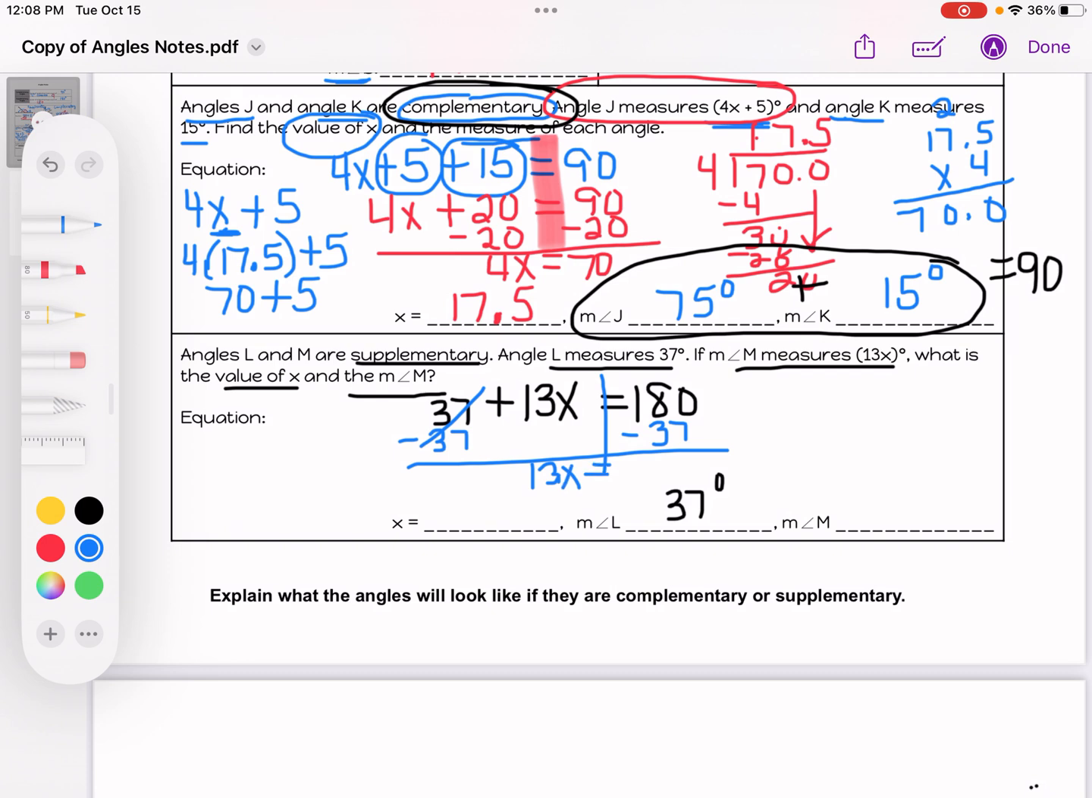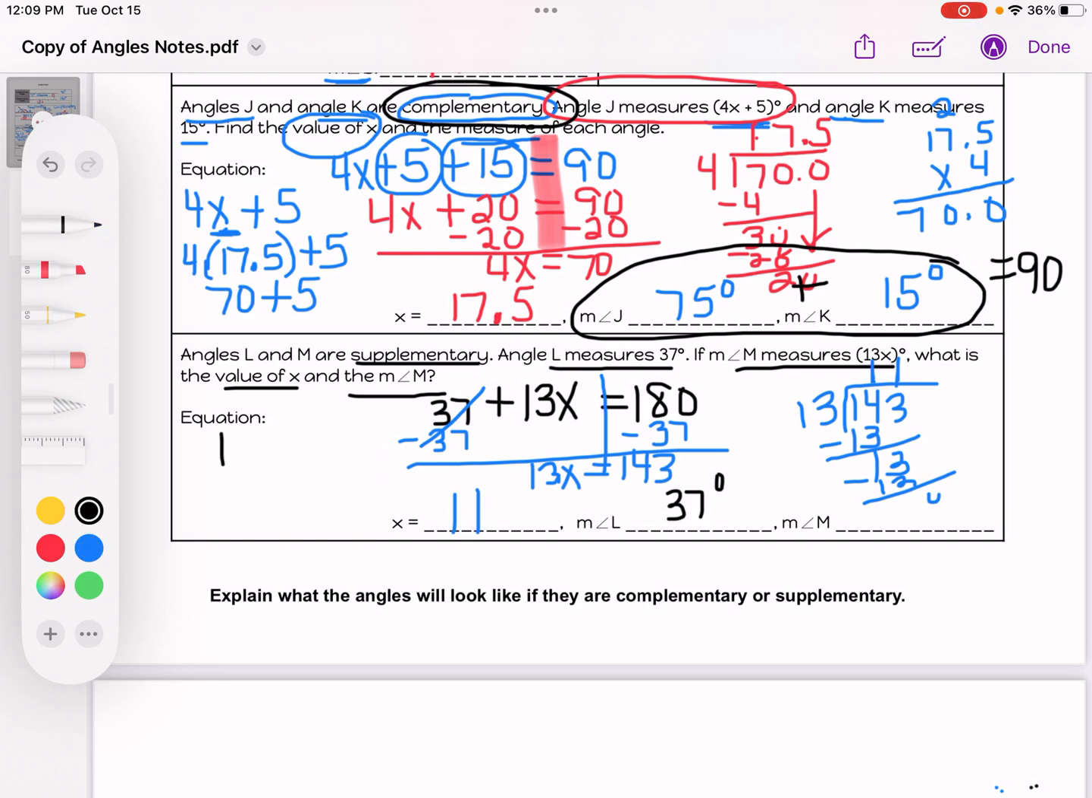13x equals 143. And now I need to do 143 divided by 13, because remember, one of the questions they asked was to find the value of x, or they wanted to know what is x. So 13 goes into 14 once, and then once again. So x is 11.